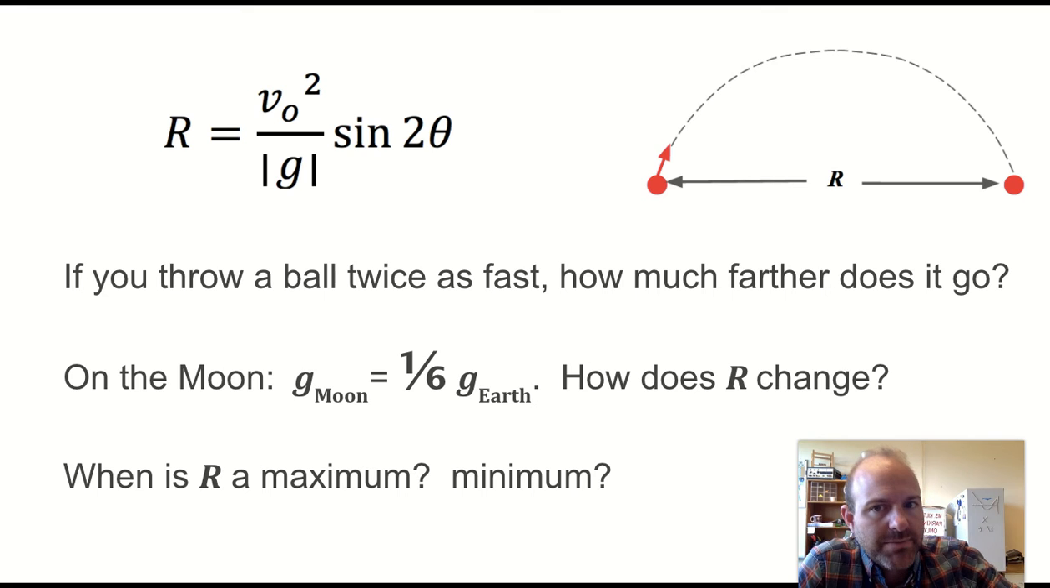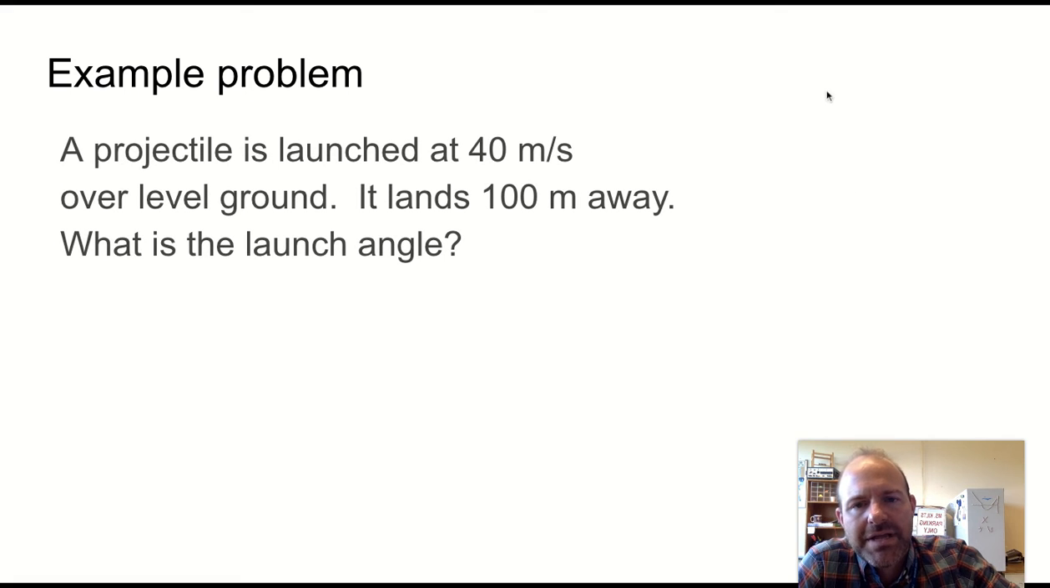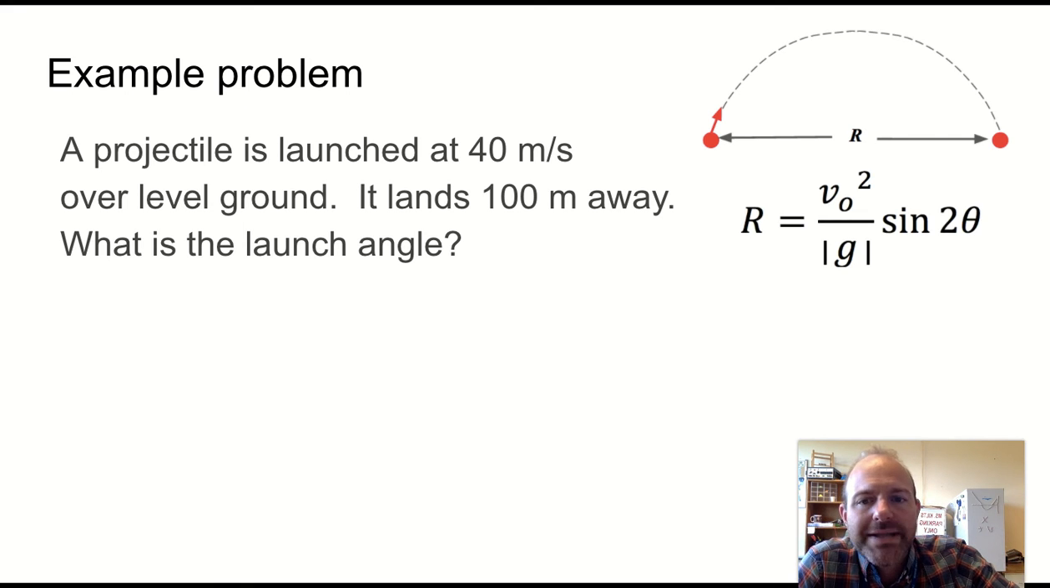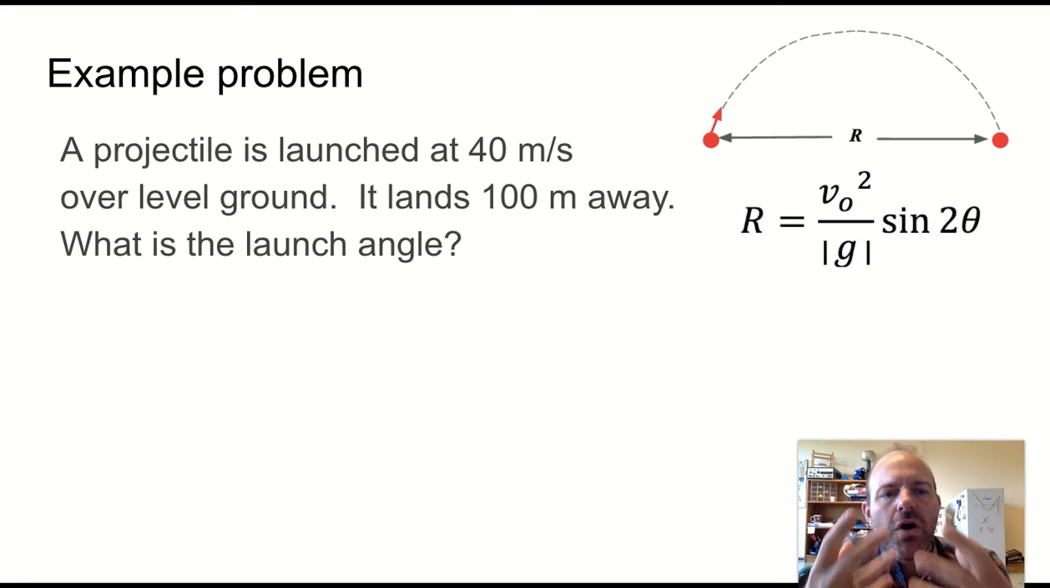And when is R maximum and minimum? Well, for a given v naught and g, when is sine of 2 theta maximum and minimum? Here's an example to help us think about this. If you launch a projectile at 40 meters per second over level ground and it lands 100 meters away, what is the launch angle that is needed to make this happen? If you think of this as a targeting problem, I want to hit a target with a projectile. I know my projectile launcher launches at 40 meters per second, and the distance I need to hit is 100 meters. So we're solving for what angle to fire at.